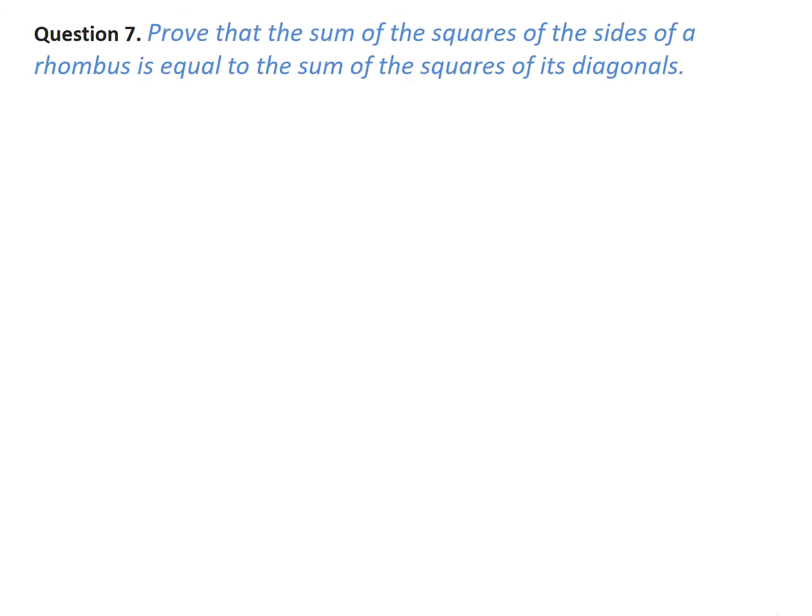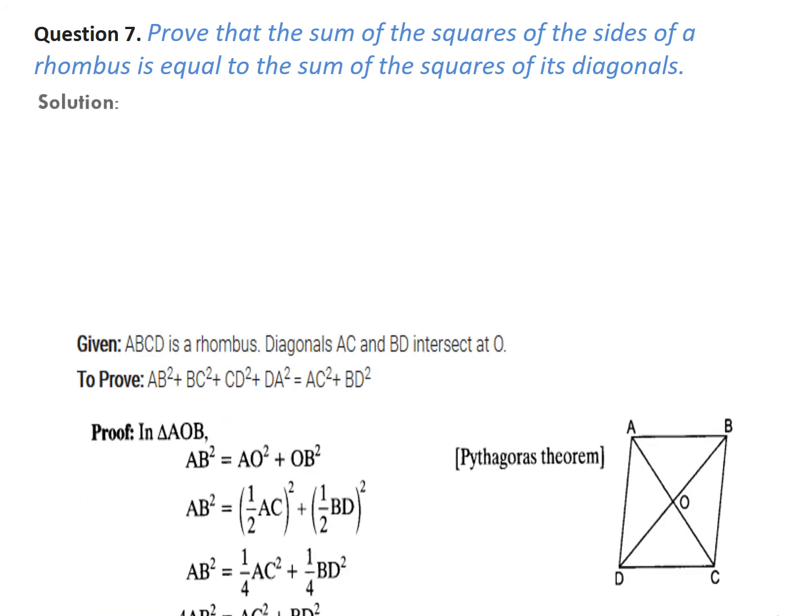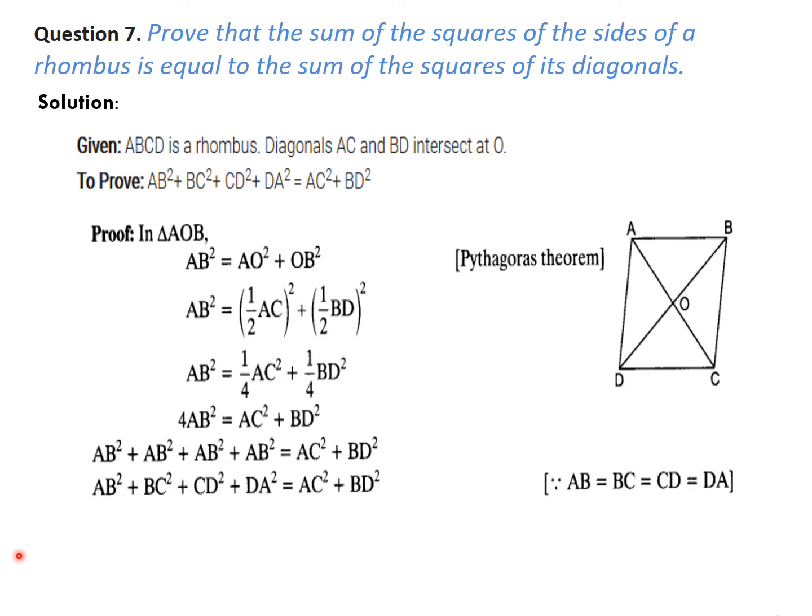Question number 7. Prove that the sum of the squares of the sides of a rhombus is equal to the sum of the squares of its diagonals. So here we can see we have a rhombus. In the rhombus ABCD, we have the diagonals AC and BD. And by property, we know that the diagonals of a rhombus bisect each other at right angles.